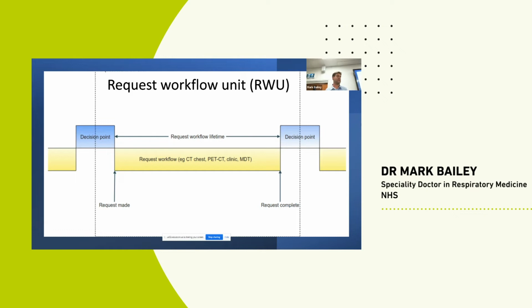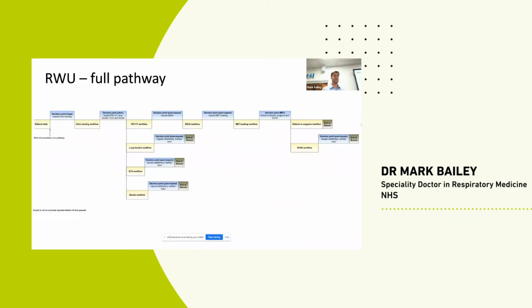Let's say you're doing a CT chest, it gets sent off to the CT chest program. The patient gets asked to come in, they have their CT chest, it gets reported, and then you get flagged up that you need to look at it, and then you do another decision point. And if you add loads of decision points and requests together, you get a whole pathway like this.